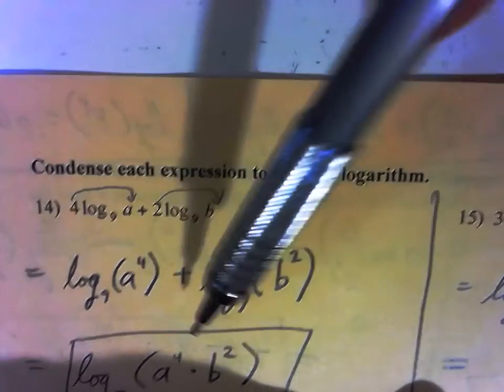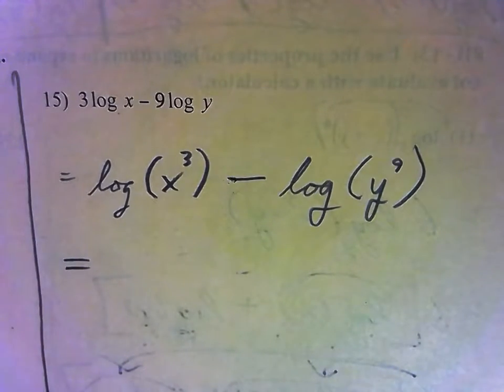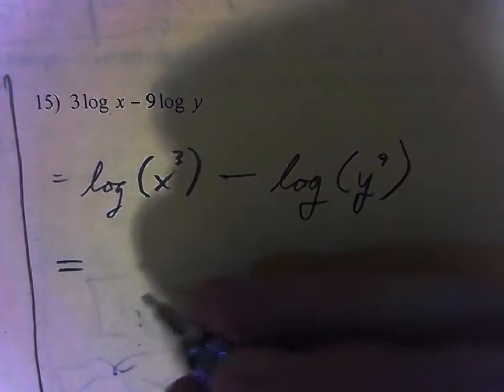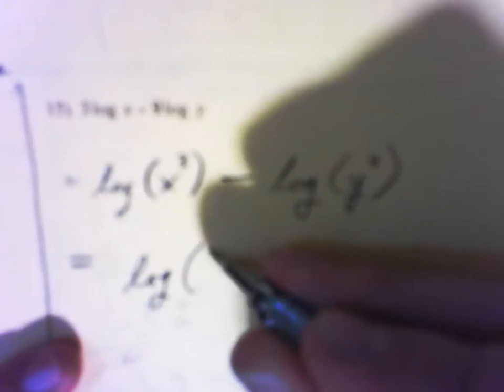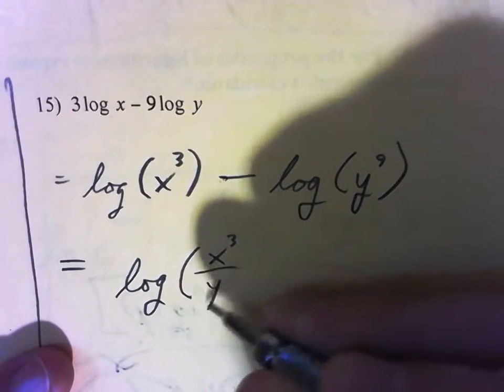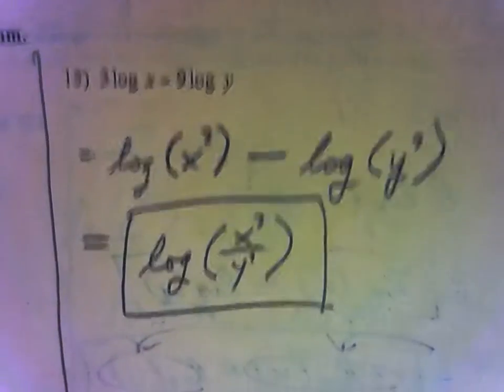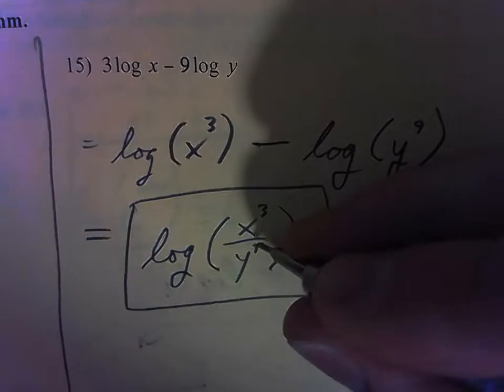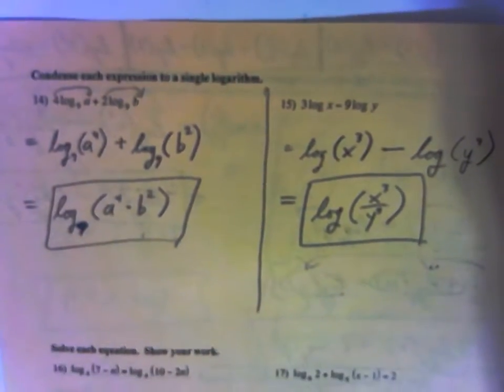Okay, subtraction. Addition, use the product property, make it multiplication inside a big log, one log. This one, you're right, we're going to use the quotient property. So it's going to be log, secretly base 10, of x cubed over y to the 9th. Everything's on the inside of the log. There's just one big log. That's a 9. We're totally condensed. There's those two. Last two problems.